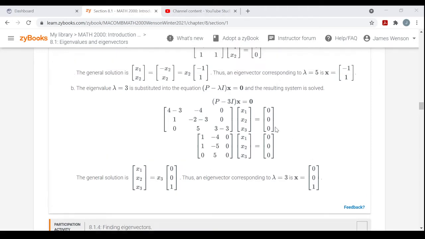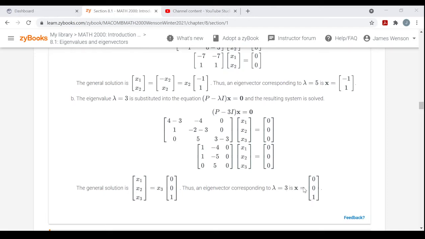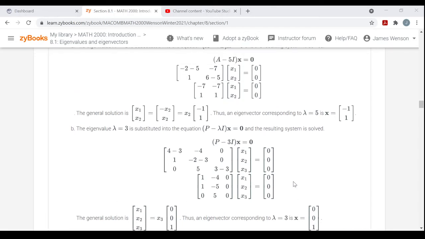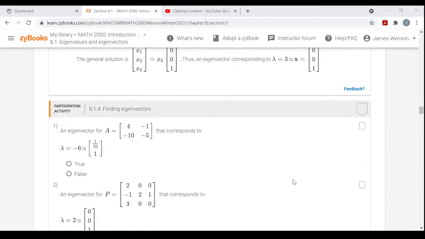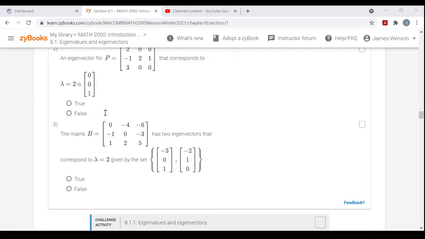And you can test it out. Take P times 0, 0, 1, and you'll get 0, 0, 3, right? 3 times this vector. All right, and then you're asked to do the same for the following. Again, you're solving A minus lambda I times x equals 0, a 0 vector. Here you're replacing lambda with negative 6 and checking. Now you could also just multiply this vector by A and see if you get negative 6 times the vector again.